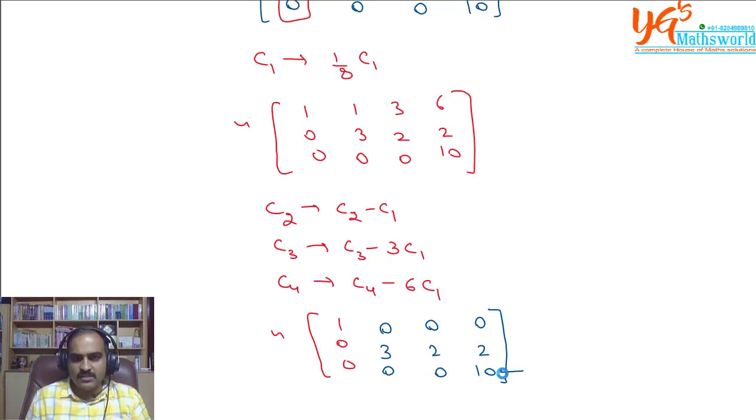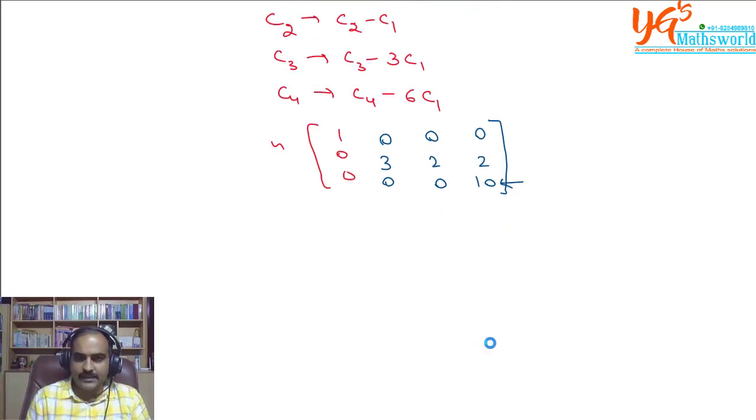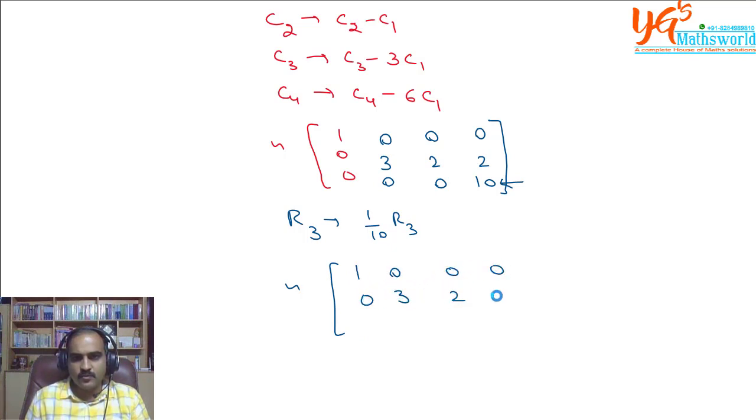Now this is the only single element in this row, so I can divide this row by 10 also. So dividing R3 by 10, 1 by 10 R3. So it will be 1 0 0 and 0, 0 3 2 2, 0 0 0 and 10. Okay.